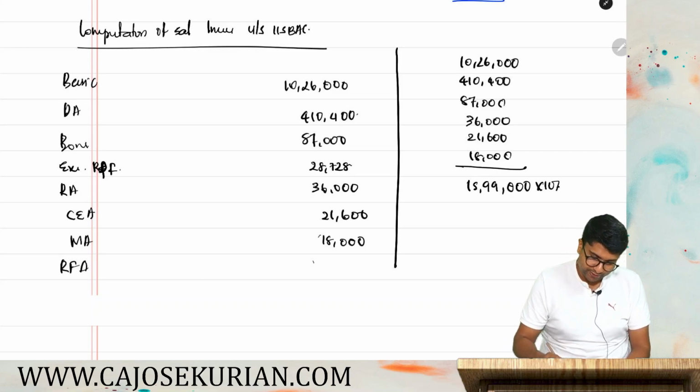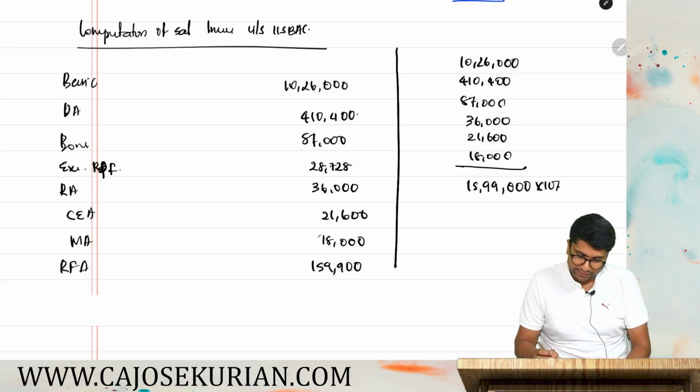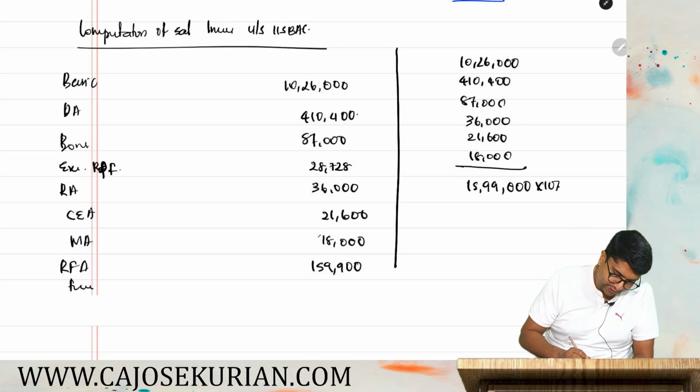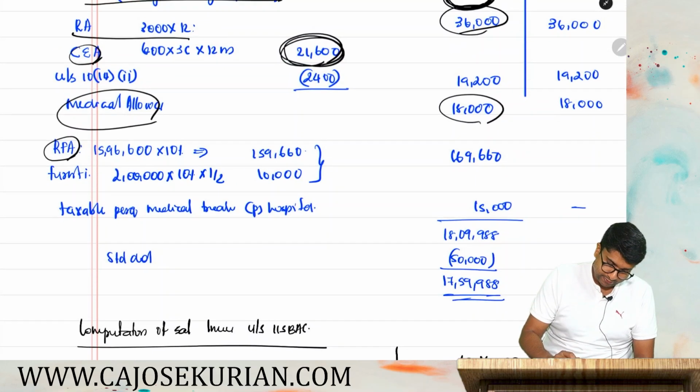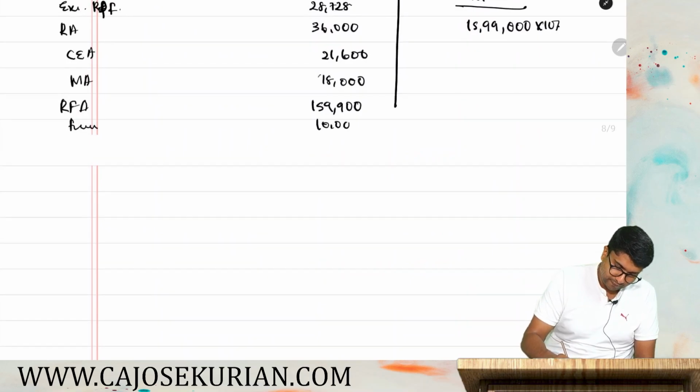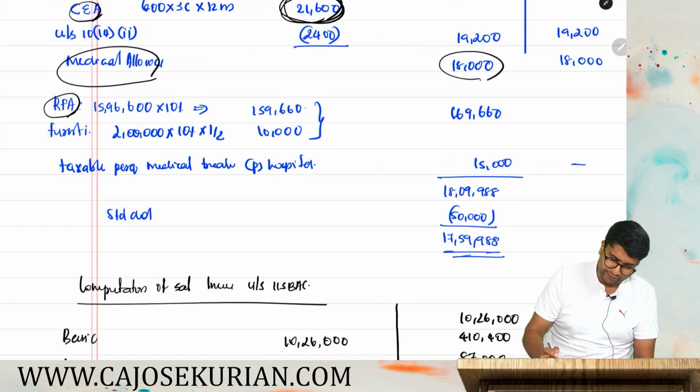So rent-free accommodation will be 1,59,900, the value of perquisite. For the furniture it is the same. There is no change for the valuation of furniture, that is 10,000. Then the perquisite for medical treatment, there is no change for the figure. Taxable medical perquisite shall be 15,000.